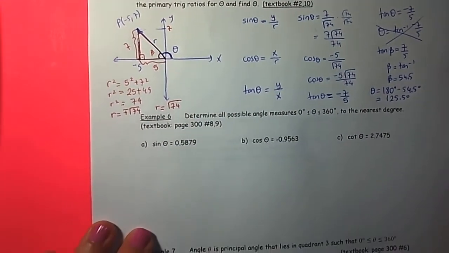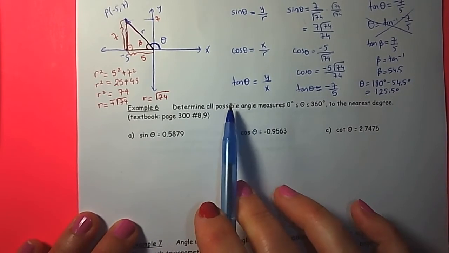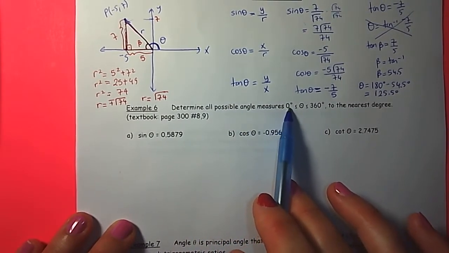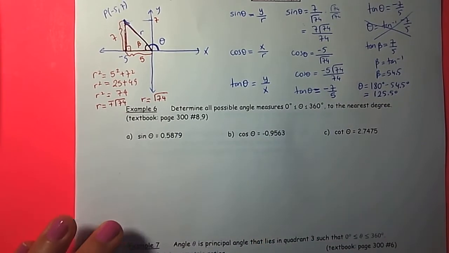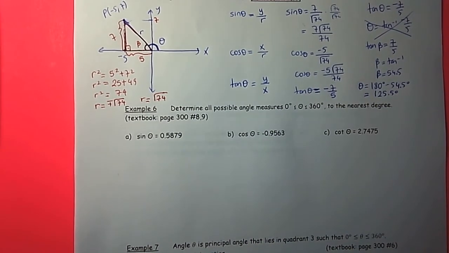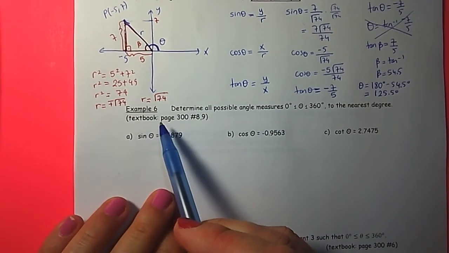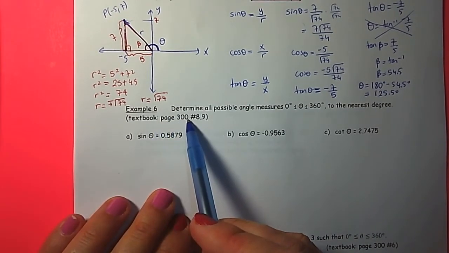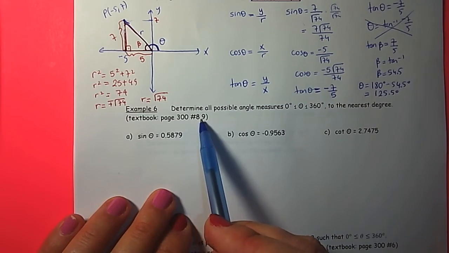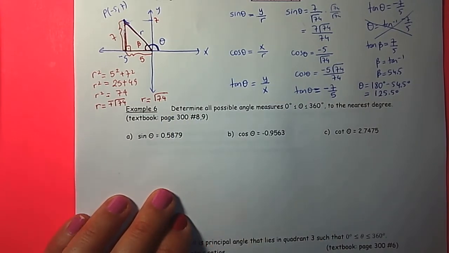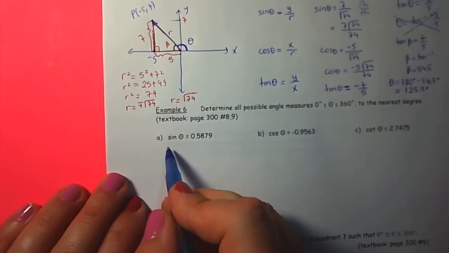Let's look at example 6. Determine all possible angle measures from theta greater than or equal to 0 and less than or equal to 360 to the nearest degree. So this question is going to be a reference example for number 8 and 9 in your textbook, page 300. So let's start with A.